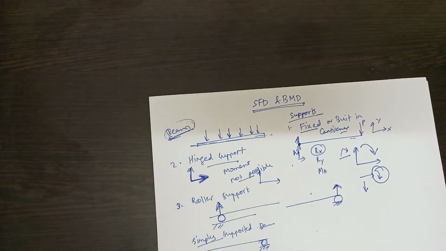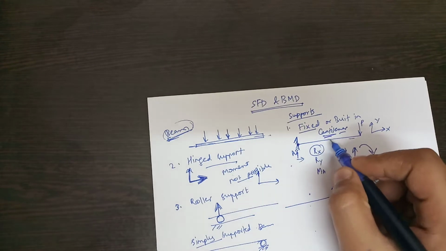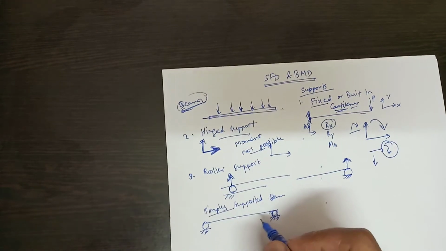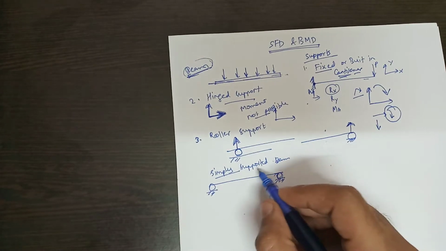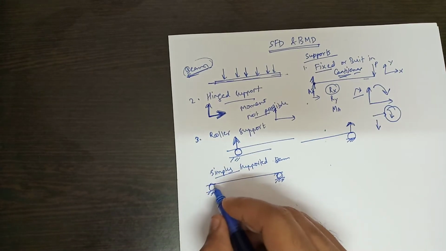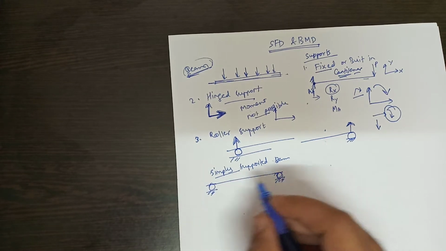So now we have understood what a cantilever means. The second type of beam that you need to understand is the simply supported beam. Simply supported, as the name suggests, it is just rested upon by two supports. It can be a roller support, it can be a hinge support.